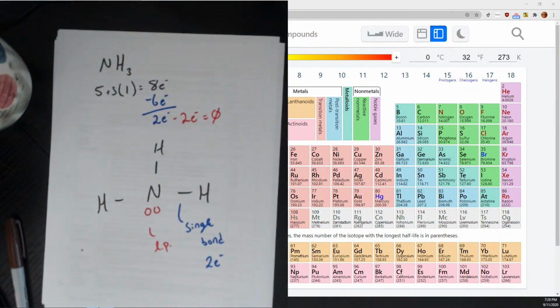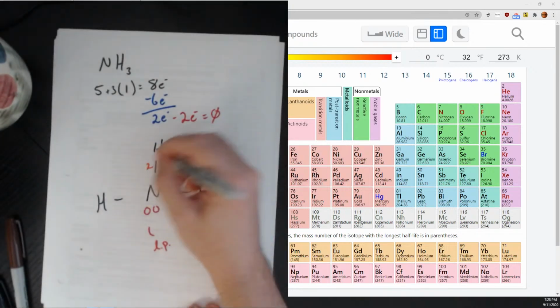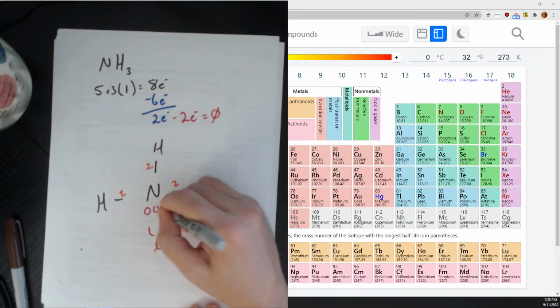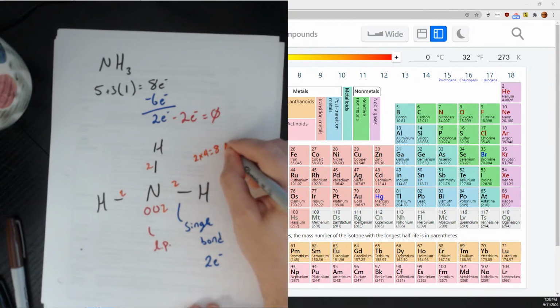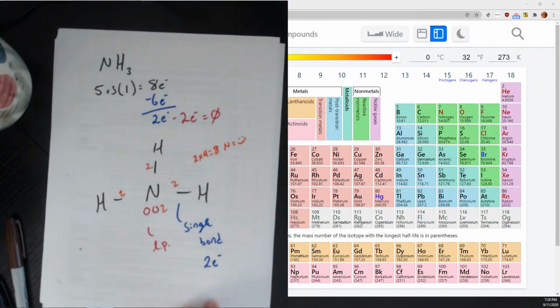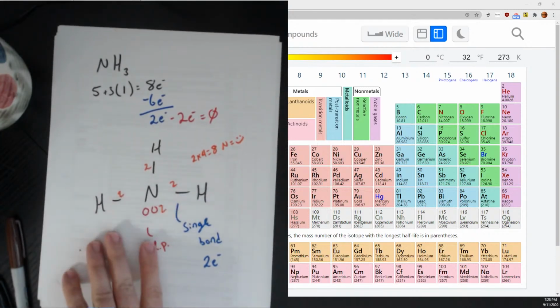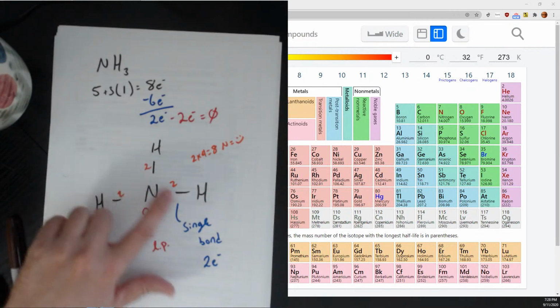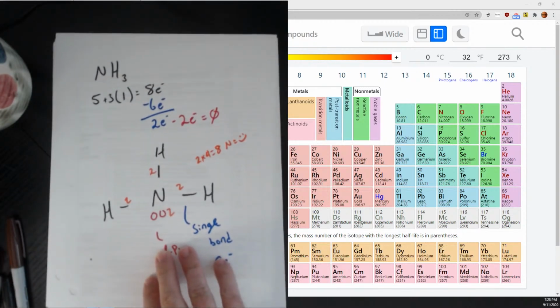Now, do we need to do anything else to satisfy nitrogen? Does nitrogen have the full octet? Yes, it does. Nitrogen sees 2 electrons here, 2 electrons there, 2 electrons there, and 2 electrons there. 2 times 4 equals 8. Nitrogen is happy. So this is the Lewis structure for ammonia. It has a single bond to each of the 3 hydrogens, and it has a lone pair. Let's look at something a little bit different.